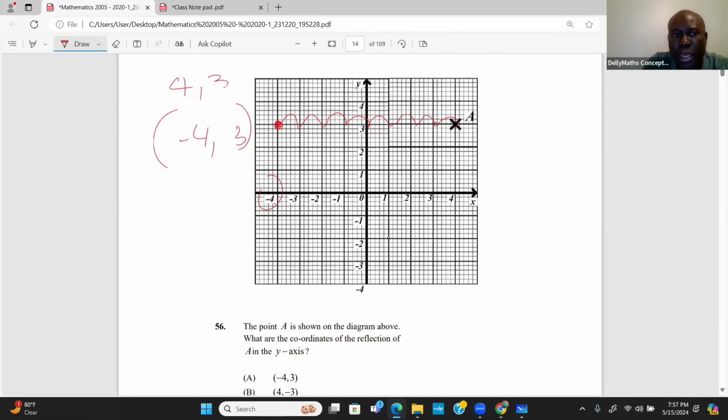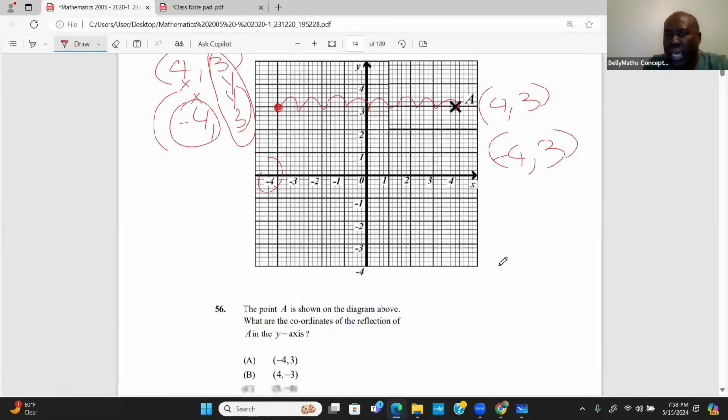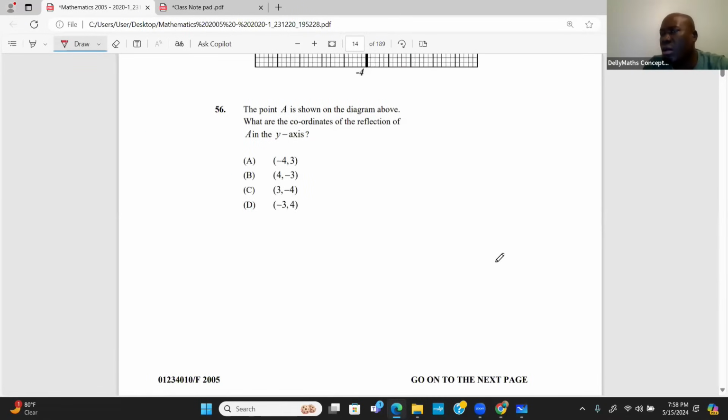Look, when you reflect in the y-axis, the y remains and the x has to change. So you could look at the coordinate for A, which is 4, 3, and know that it will become -4, 3 after it reflects in the y-axis. All right? So you can look at those and you can know. So -4, 3 is A.